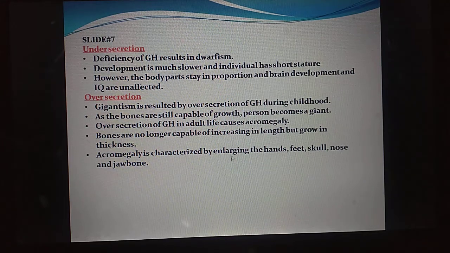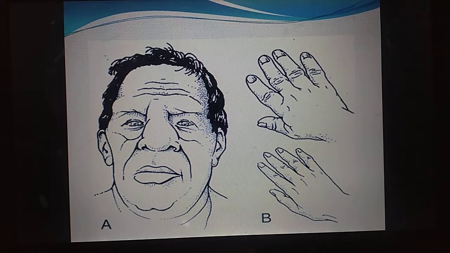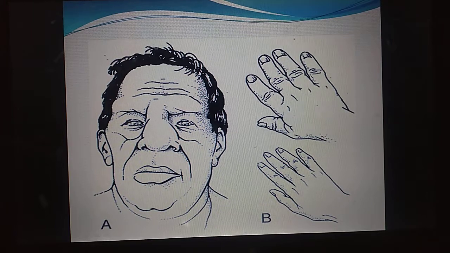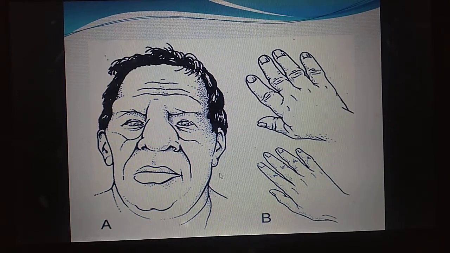एक्रोमेगाली इज कैरेक्टराइज्ड बाय एनलार्जिंग द हैंड्स, फीट, स्कल, नोज एंड जॉ बोन. जॉ के बोन है, नोज के बोन है, स्कल और फीट और हैंड के बोन वो थिकन हो जाते हैं. तो लेट्स सी इन द डायग्राम, यू कैन सी कि अब इस इंडिविजुअल के हाथ अगर आप देखें, the fingers are also of normal length but they are more thicker as compared to the normal individual. नोज को अगर आप देखिए, जॉ बोन वगैरह को देखें, तो the overall jaw bone, nose bone, and besides this, if we talk about the thickening of the fingers and we are saying terminal point, they are more thicker as compared to the normal individual, and such situation is called acromegaly.